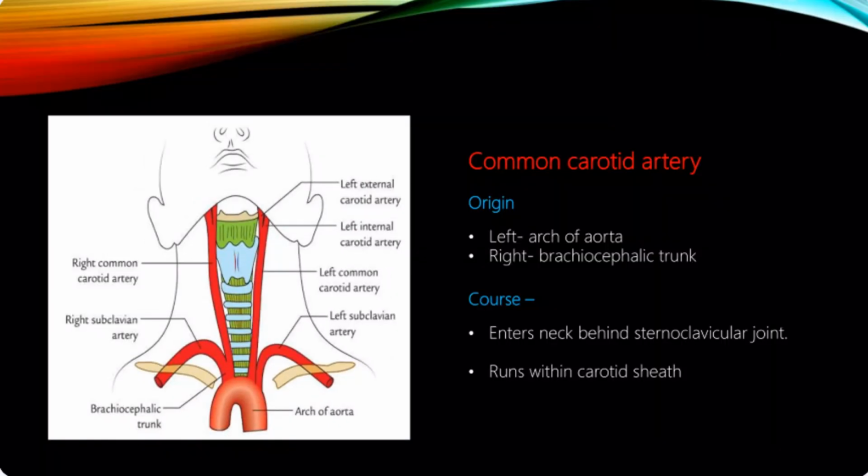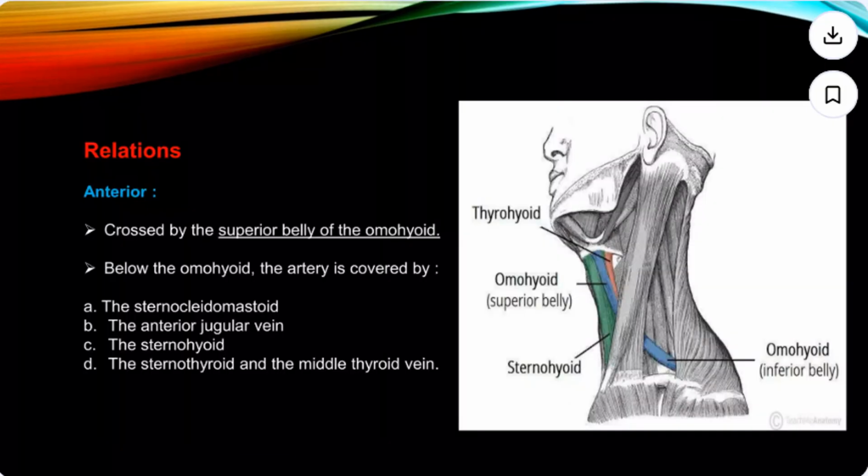So going in deep, the common carotid artery origin on the left side is directly from the arch of aorta. On the right side it is the brachiocephalic trunk. Of course it enters the neck behind the sternoclavicular joint, right, and it runs within the carotid sheath.